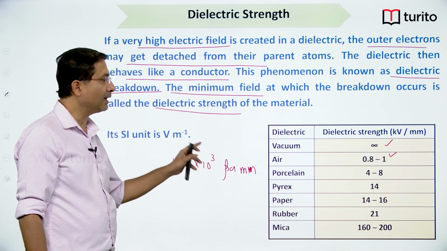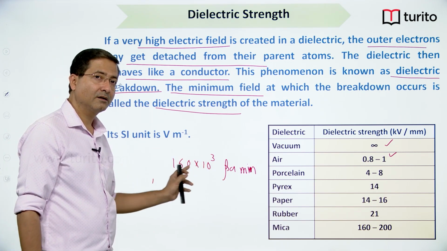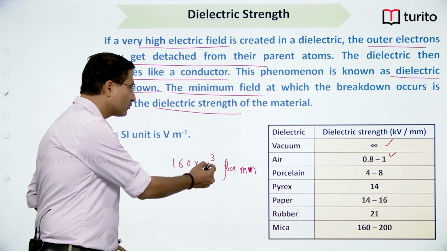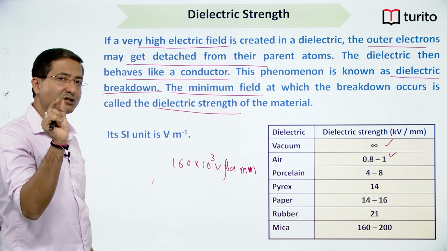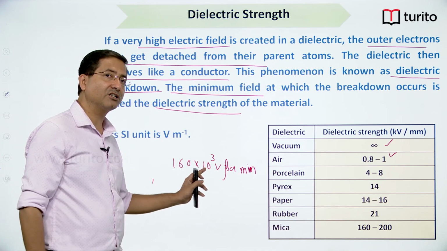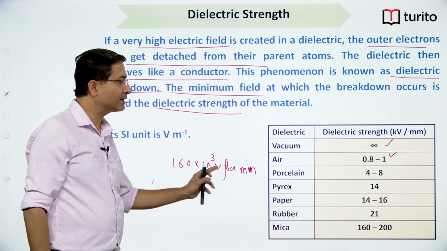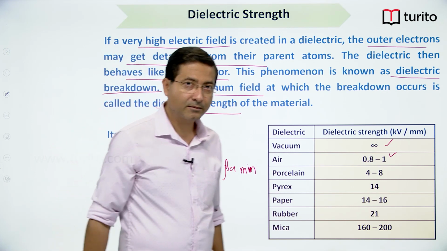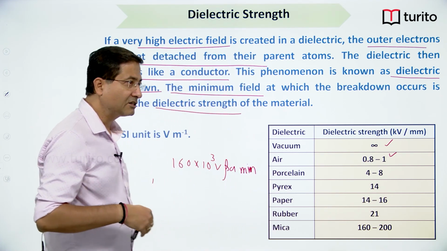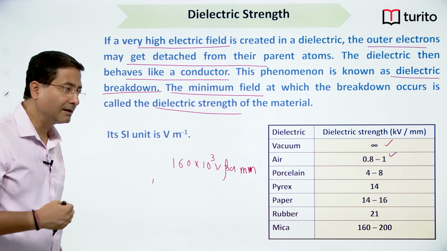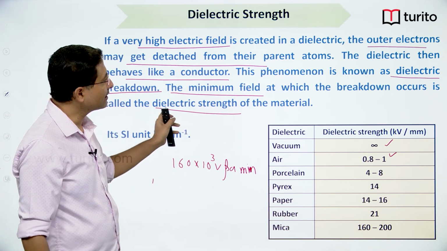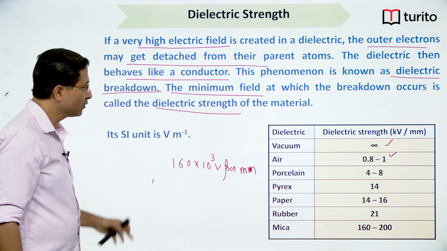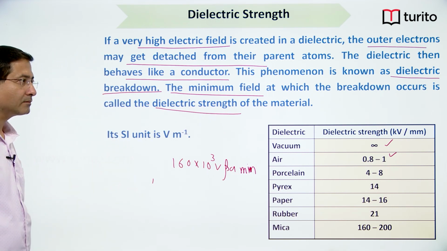So, this is a very large field, right. This many volts you have to apply per millimeter. So, in this small gap, this big a potential difference you have to create to make that mica conducting, and when it just becomes conducting from insulating, the field at that moment is called the dielectric strength, right. So, this term is also clear.